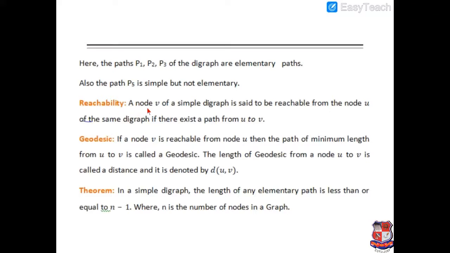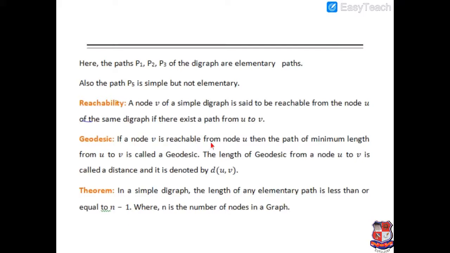Now the next topic is reachability. A node V of a simple digraph is said to be reachable from the node U of the same digraph if there exists a path from U to V. That means two vertices are reachable to one another if there exists a path between them.